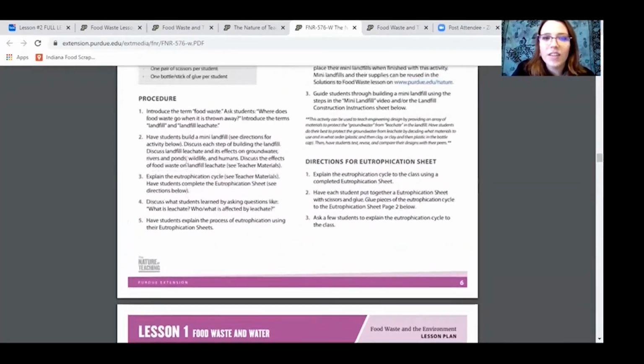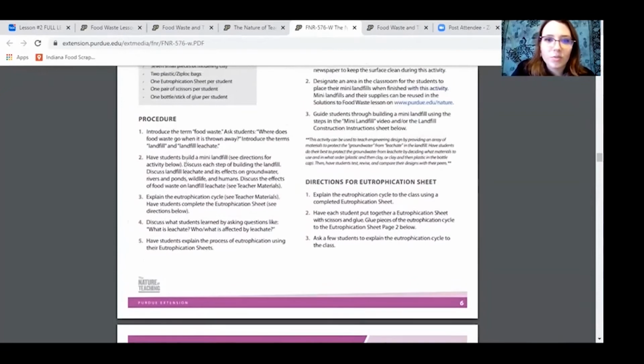Then at the end of the lesson plan, you're going to have students explain the process of eutrophication using the worksheets that they created, which they can take home and explain to their families. Also have them review what they learned in the lesson by asking questions that we provide here in the procedure, such as what is leachate and who and what is affected by leachate.